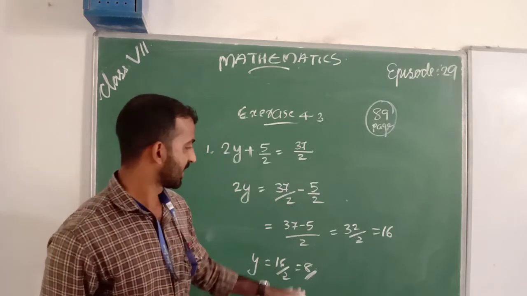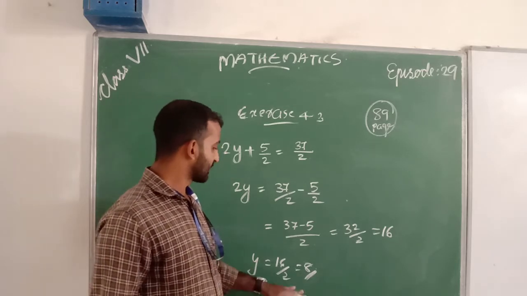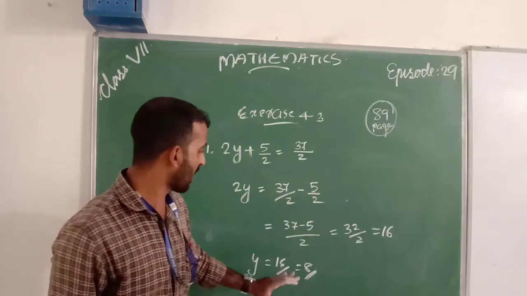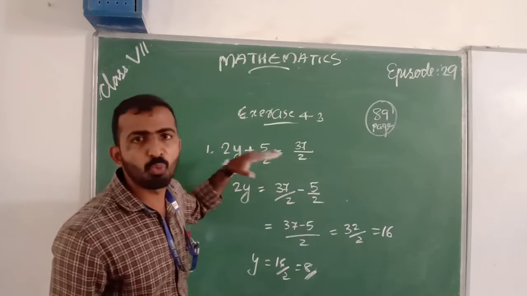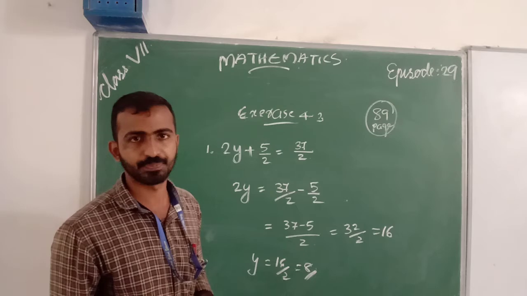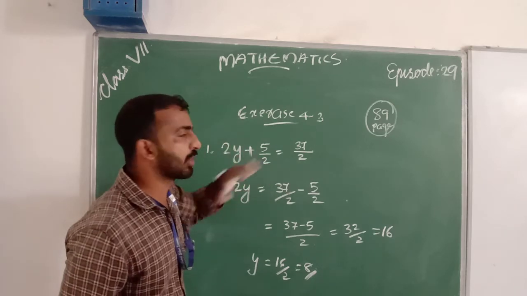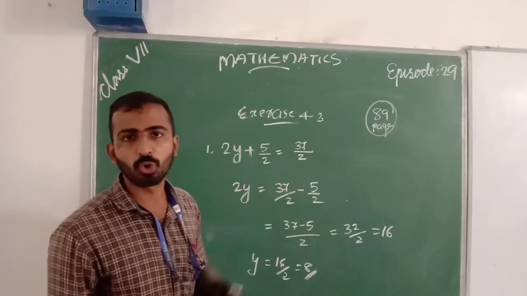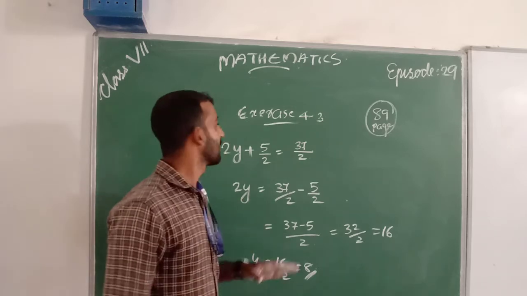That is, we can check. This solution is unique, only one solution. This equality is satisfied when we give y as 8. For any other value of y, this equation is not satisfied. We can check 2y plus 5 by 2.